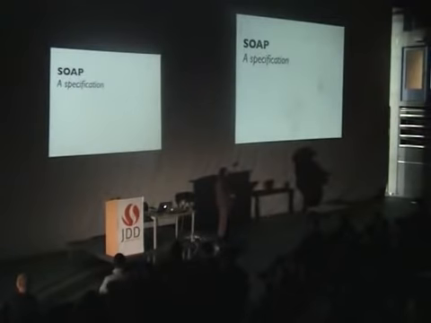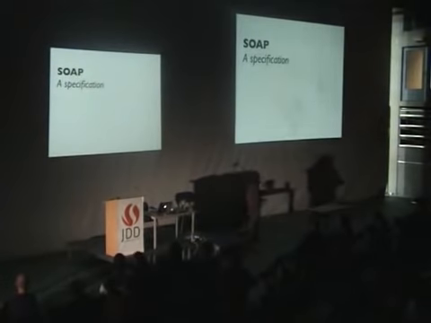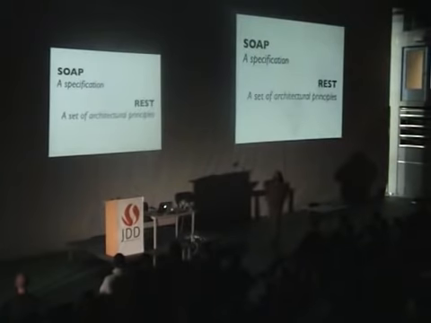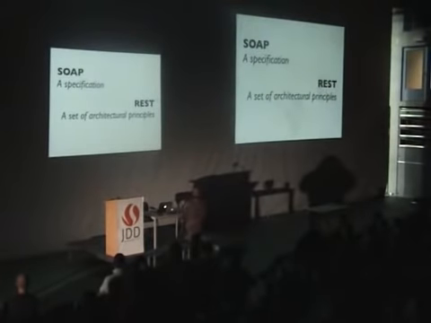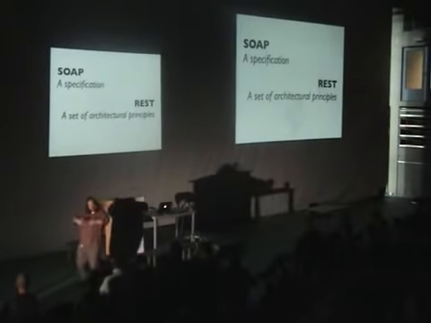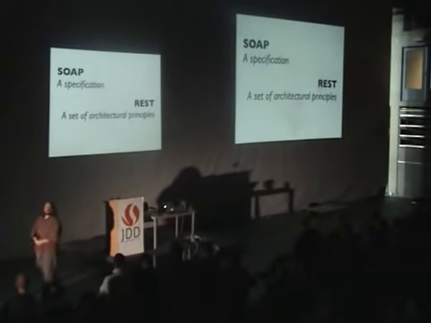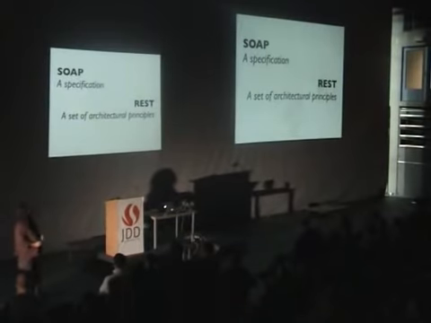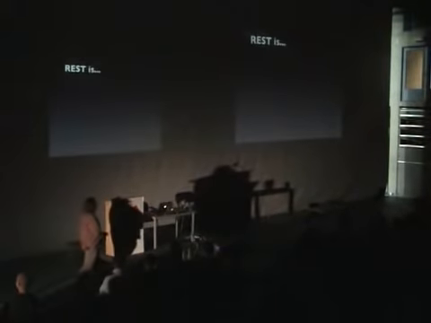SOAP is clearly a specification. It was an implementation. There's a specific version of it out there. You're using SOAP 1.0 or 1.1 or whatever version you're using. What we have with REST is more of a set of architectural principles. It's not an implementation. There's no such thing as REST 2.2, right? REST is a set of ideas that we should try to incorporate. So let's explore this a little bit more.